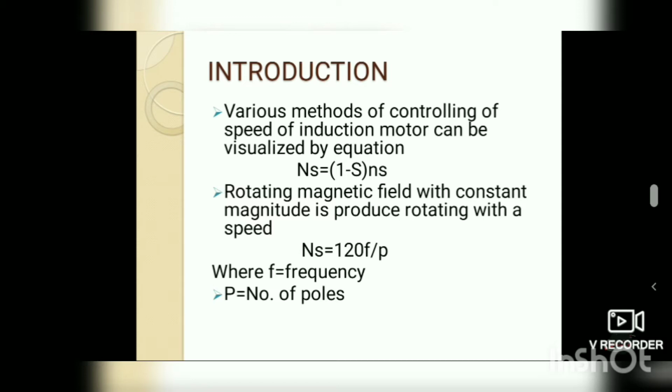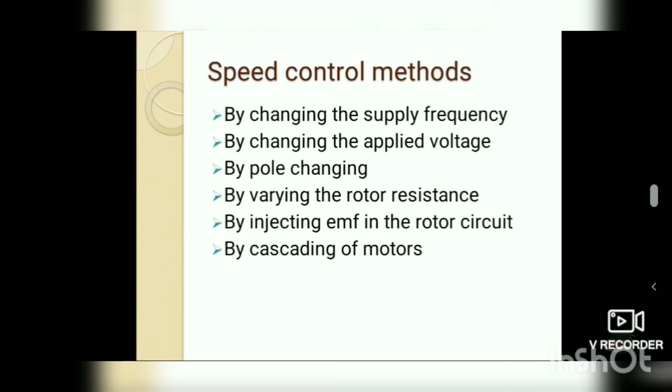Various methods of controlling the speed of an induction motor can be visualized from this equation: N = (1 - s) Ns. The rotating magnetic field of constant magnitude is produced, rotating with the speed Ns = 120 f / p, where Ns is the synchronous speed, f is the frequency, and p is the number of poles.